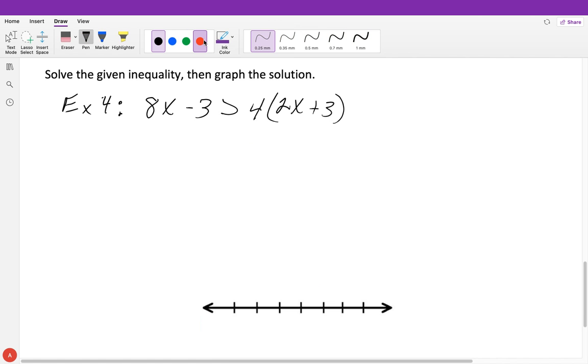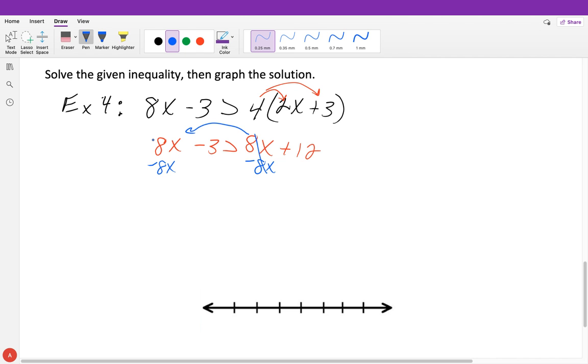All right, so now for this example, same thing. We need to simplify both sides of our inequality. So that means I'm going to have to distribute this 4 in. So I get 8x minus 3 is greater than 8x plus 12. So I'm going to now start isolating my variables. And since I have them on both sides, I need to move them to one side of my inequality. So I'm going to move the 8x to the left. By doing that, in this case, both of them cancel out. And now I'm just left with the statement negative 3 is greater than 12.